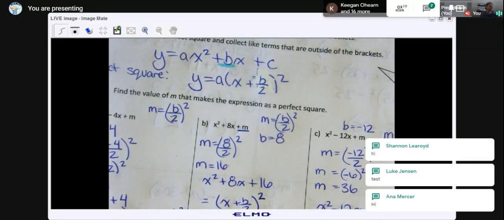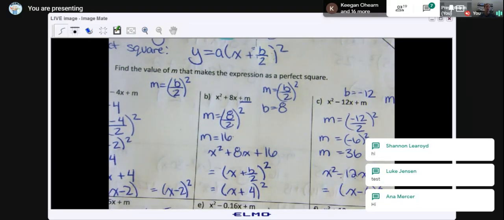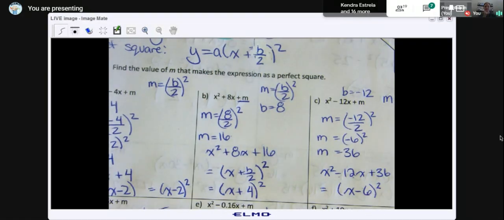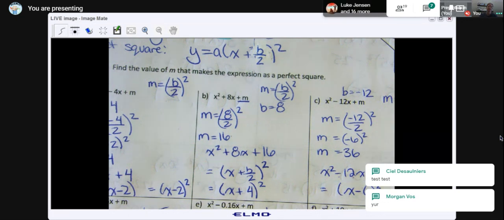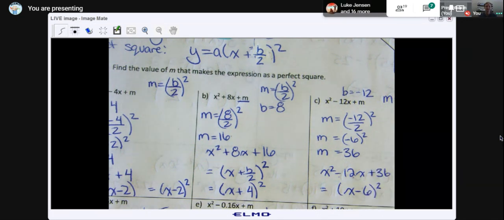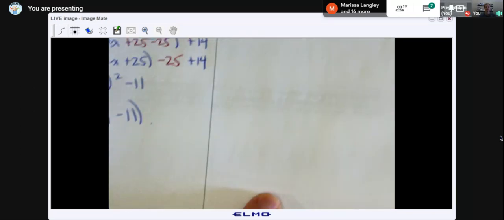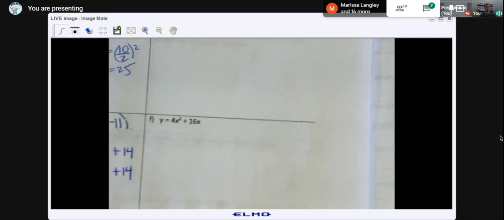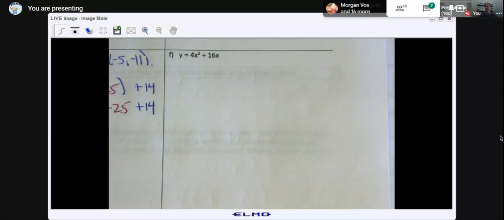Are there any questions about completing the square that we were doing on Tuesday that I can answer before we start our warm-up? Looks like we're good. Okay, we're actually going to start our warm-up with two questions. If you go to the front of the second page, we're going to start with question F, and we're going to work through completing the square.